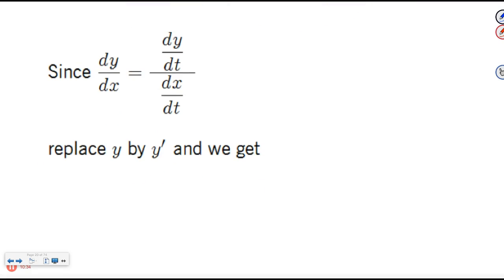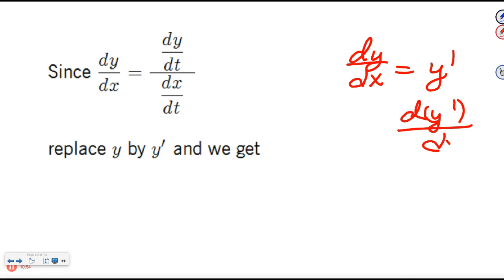Let's get out of parametrics for a second. What do you do when you take a second derivative in general? I take the derivative of y prime with respect to x. This would give me the second derivative. So using that analogy, if I want to take a second derivative, I'd replace y with y prime. Watch what you would get.